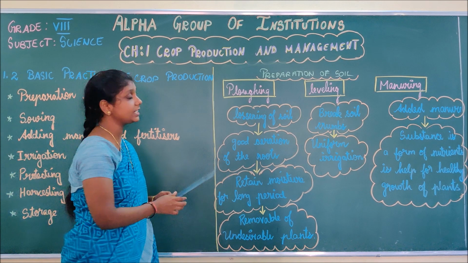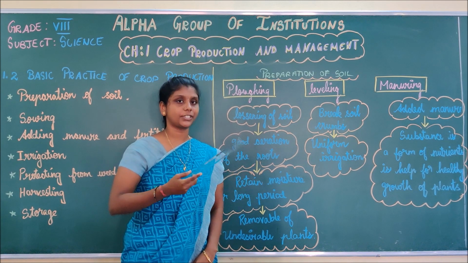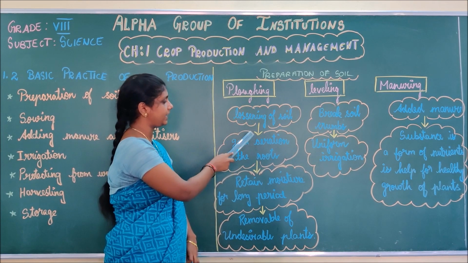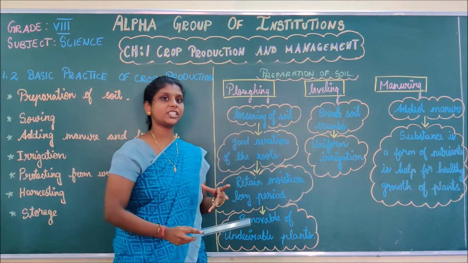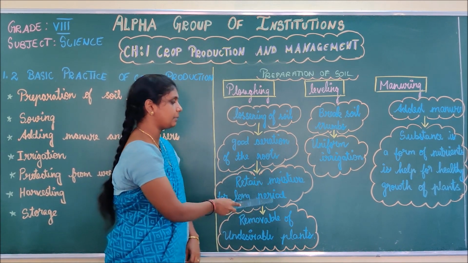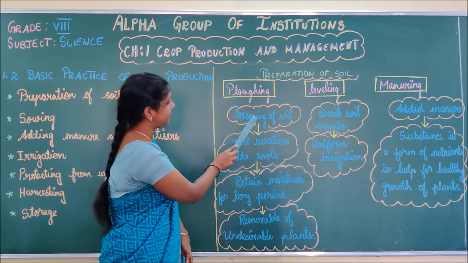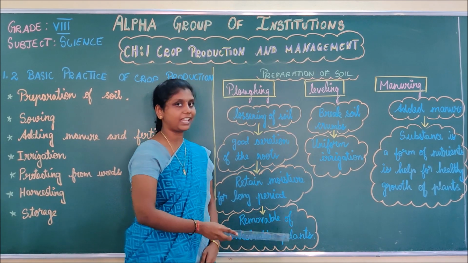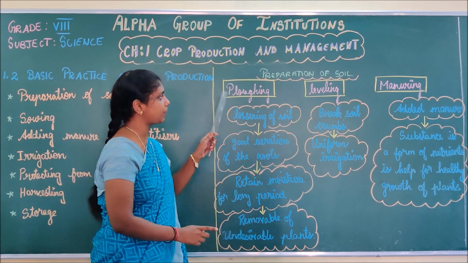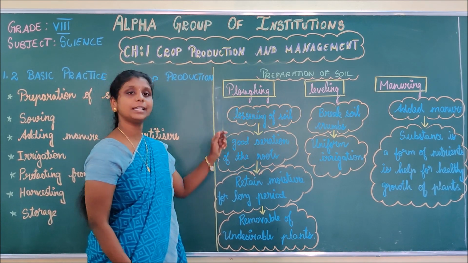First we are going to discuss what ploughing is. Ploughing means loosening of soil. If we loosen the soil, we get good aeration to the roots, meaning good air to the roots, and it retains moisture for a longer time. Next, ploughing is used for removal of undesirable plants. We can easily remove the unwanted plants. This is the process of ploughing, the loosening of soil.